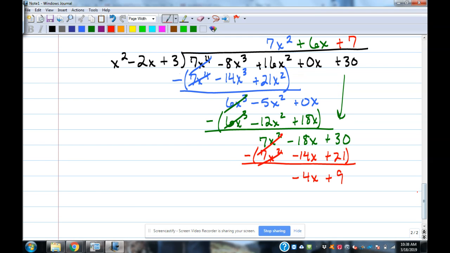My quotient, 7x squared plus 6x plus 7 plus negative 4x plus 9 over the divisor, x squared minus 2x plus 3.